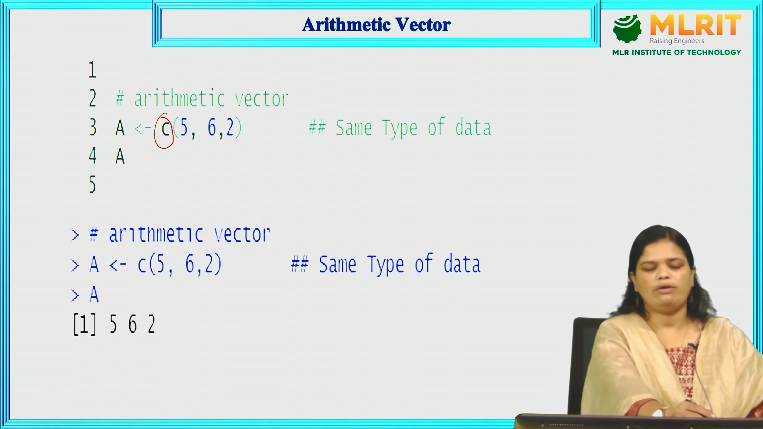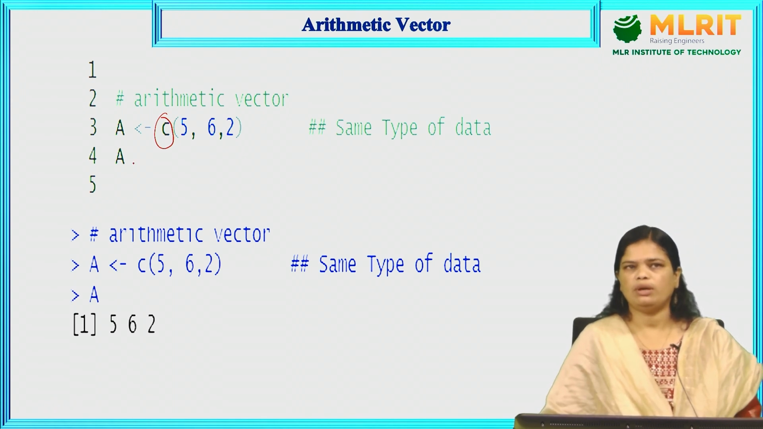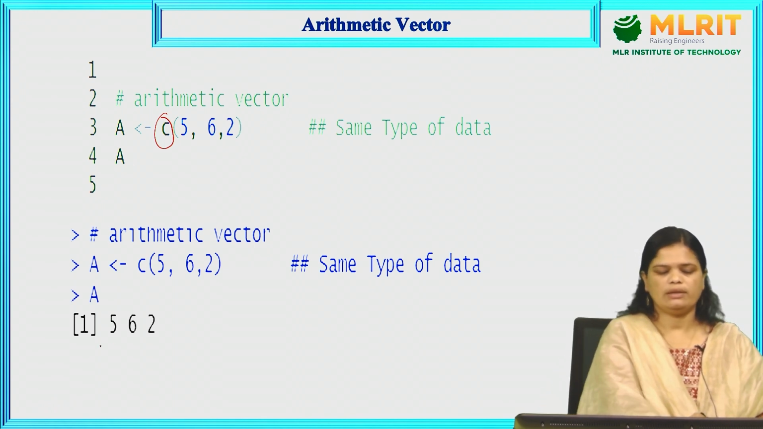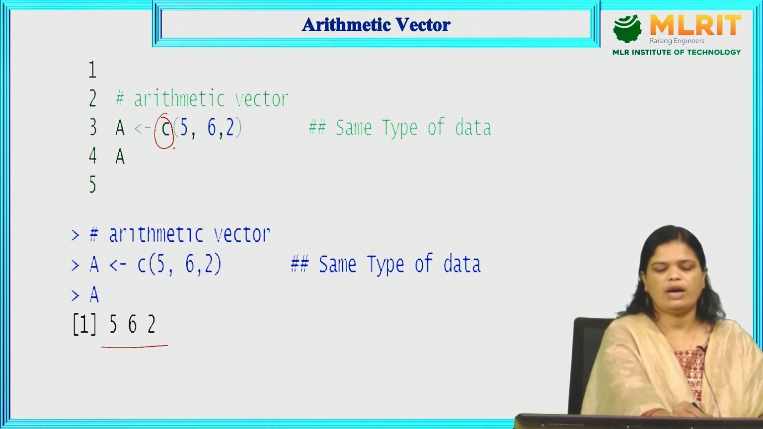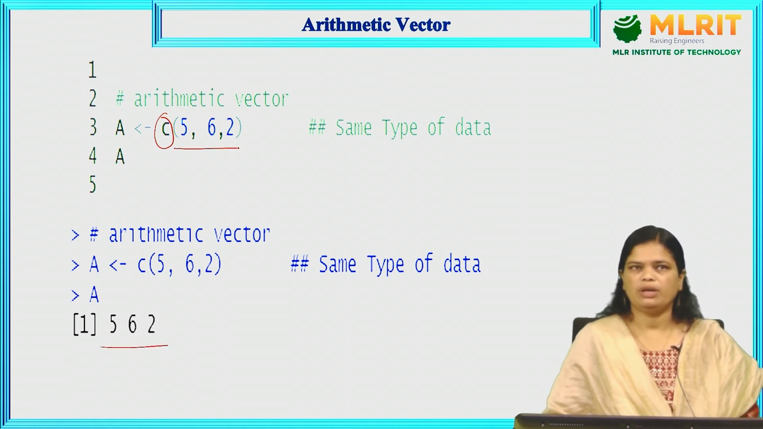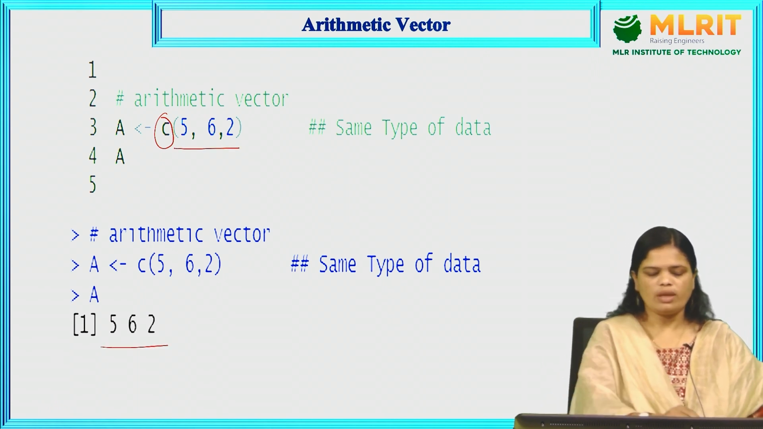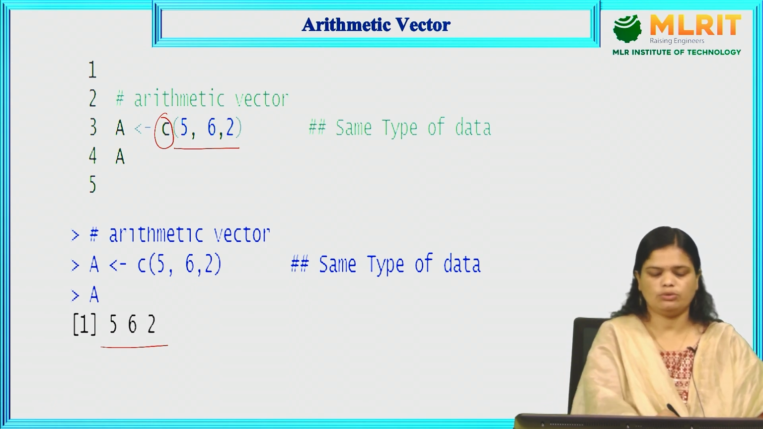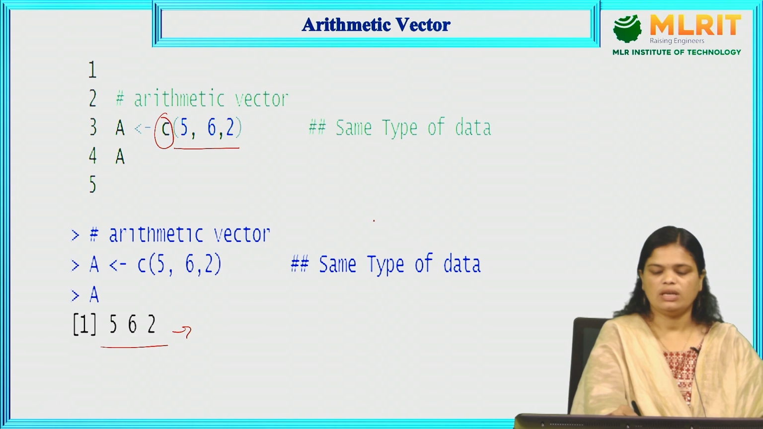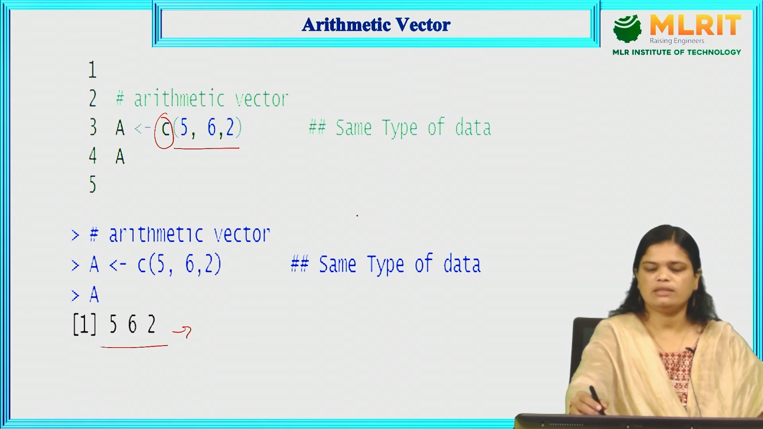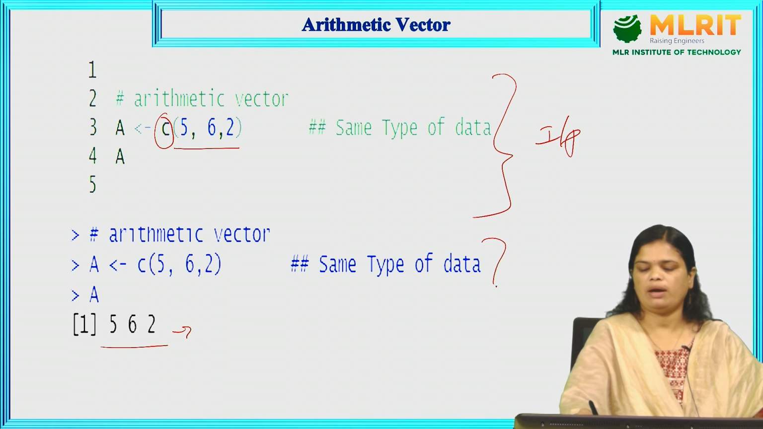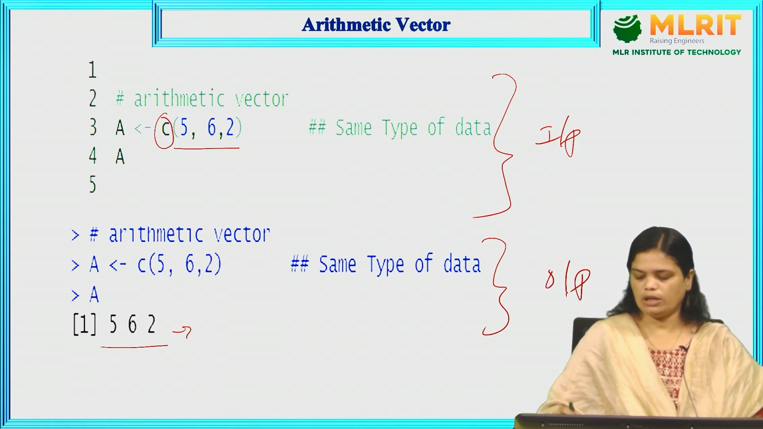When you have to view the output, you type A and run the program. The output will be displayed like this. We have stored 5, 6 and 2 into a vector called A. In the output screen, it will display 5, 6 and 2. This is the output screen. In my slides, this part is the input and this part is the output in all the slides.